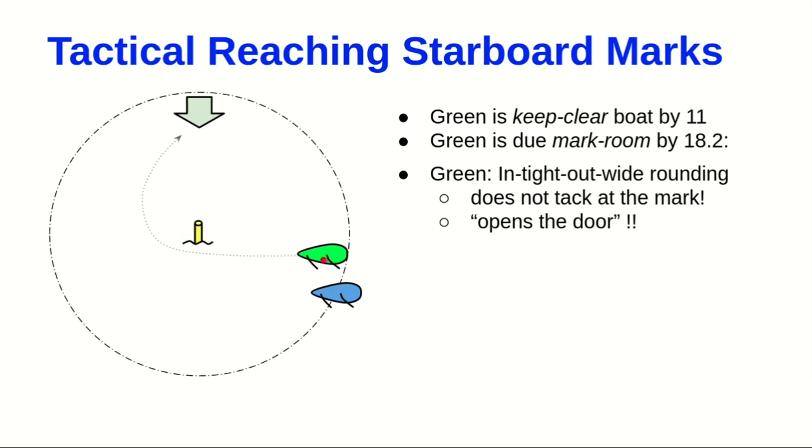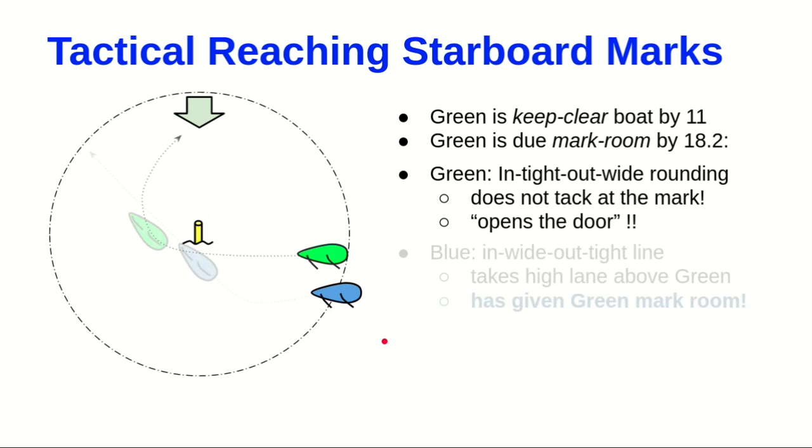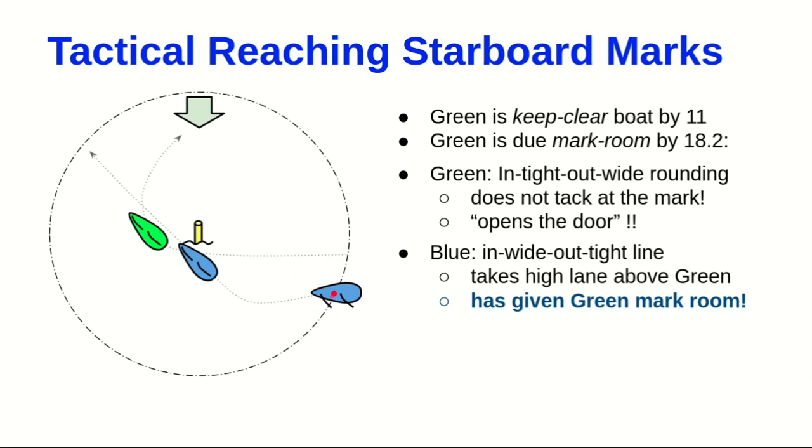So green basically has to sail to the mark and then round it, and she might go a little bit wide and could open the door. So blue can slow up a little bit here, go a little bit wide, and get a nose in there to try and get above green. So at this point in time, has blue now given green mark room? Is rule 18 over? Well, it depends a little bit on where the next mark is.